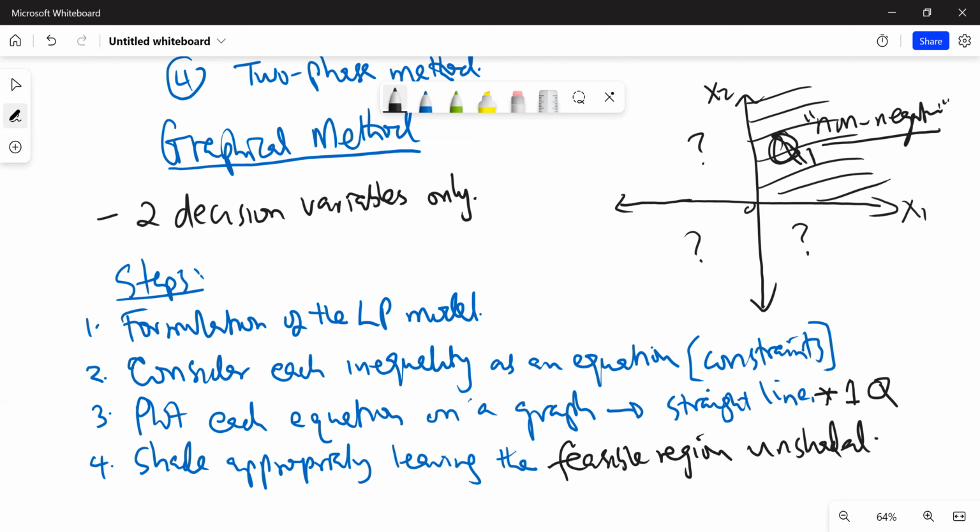Then you shade appropriately. You leave the feasible region unshaded. You shade everywhere else except where all the constraints are satisfied. Sometimes you will see that there are people who do the other way around. So they shade the feasible region. So either way, but in our case, we shall adopt you shade everywhere except the feasible region. Okay, so let's have some example to illustrate that.